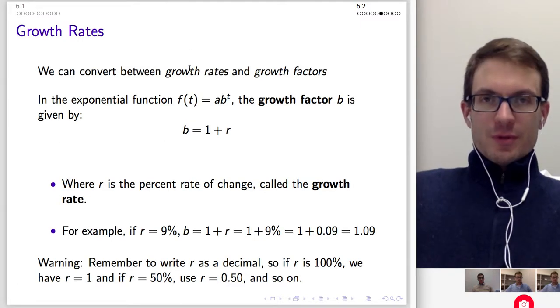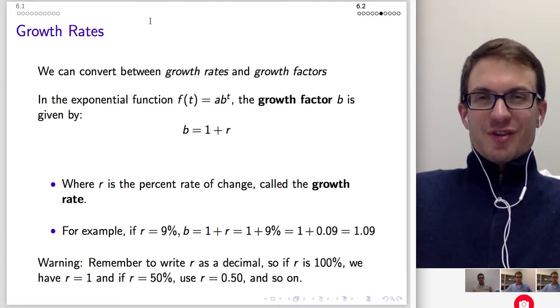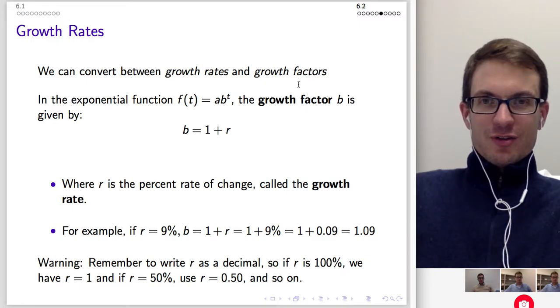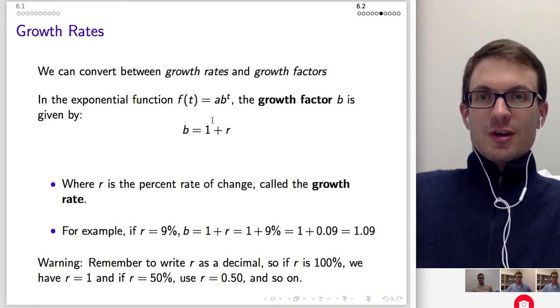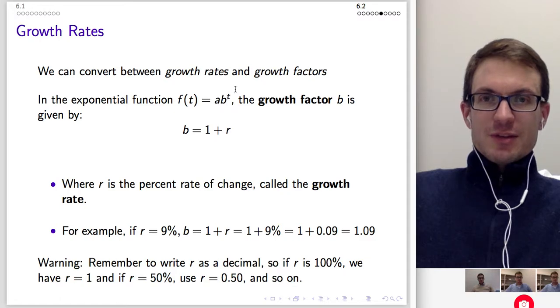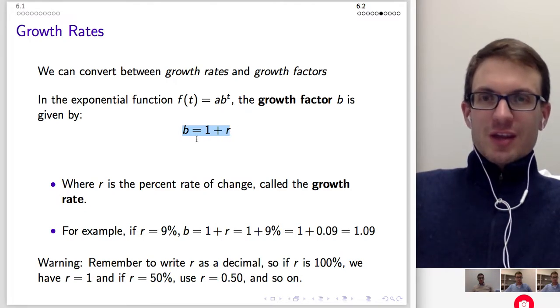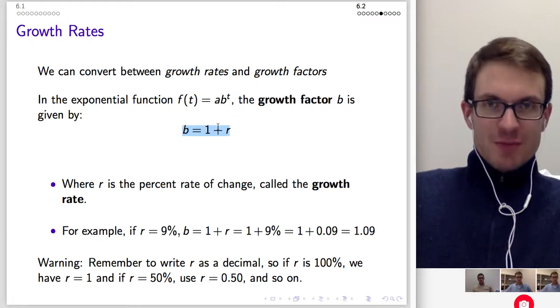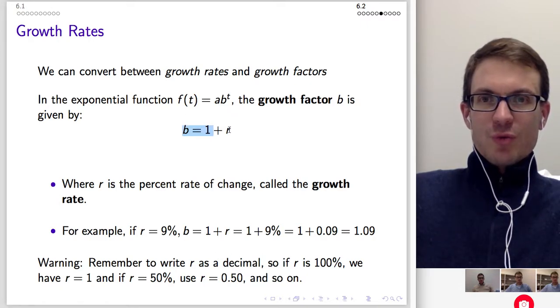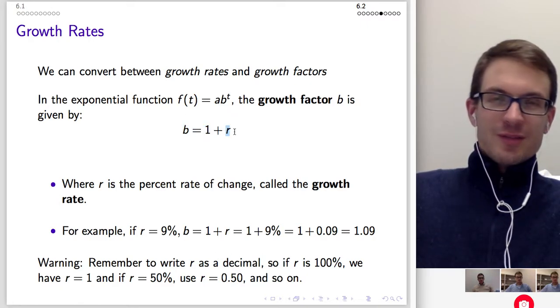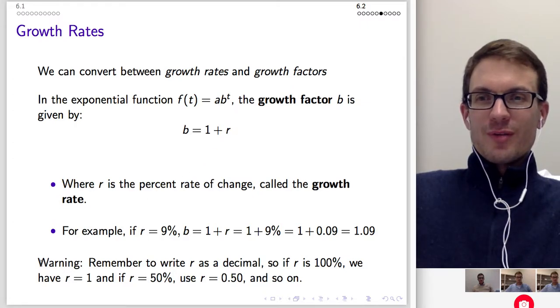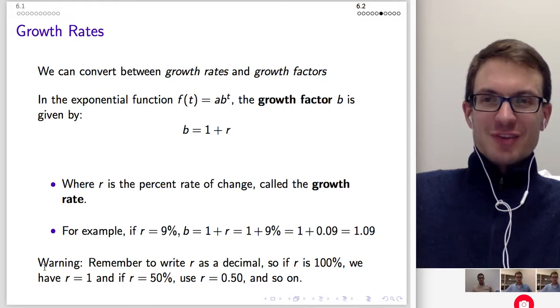All right, so then comment, we can convert between growth rates and growth factors. So in the exponential function, f of t is equal to a times b to the t. The growth factor is b, given by b is equal to 1 plus r. So in the preceding example, r was 10%, so we had b is equal to 1 plus 0.1. What am I doing? I forgot my warning. So skip ahead. Remember to write r as a decimal.